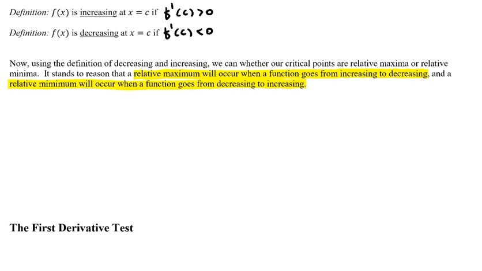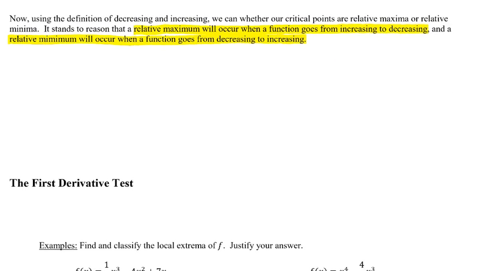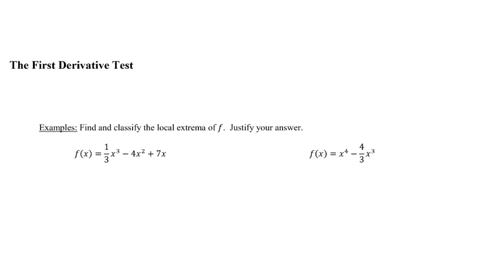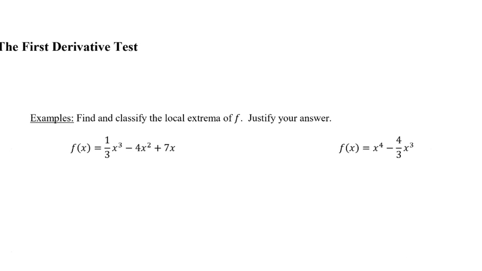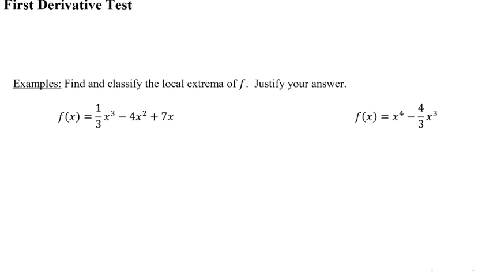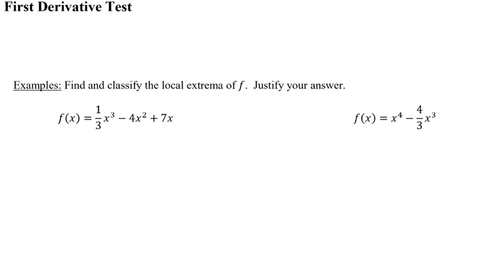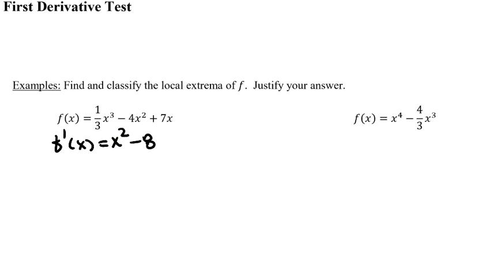Okay, and what I just said is what is commonly known as the first derivative test. And then as far as justifying your answer, that's the thing we're going to talk about quite a bit more as we prepare for the AP exam. Either way, the first step is going to be to take the derivative. So we start: f prime of x is equal to x squared minus 8x plus 7.